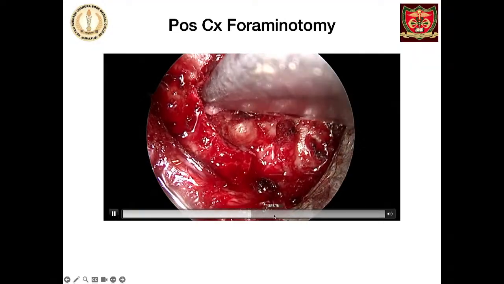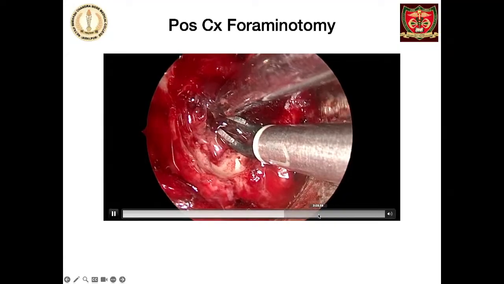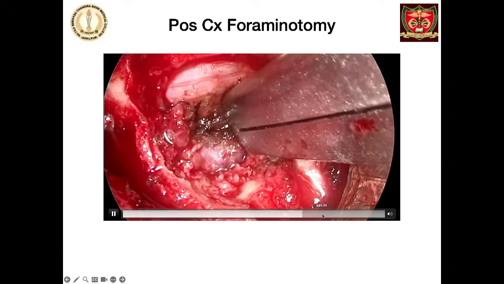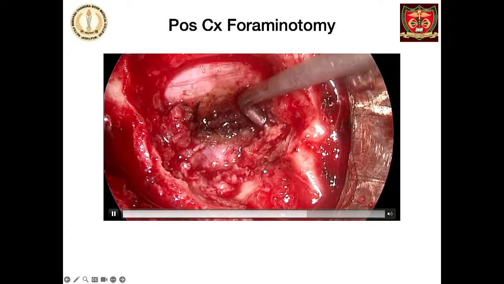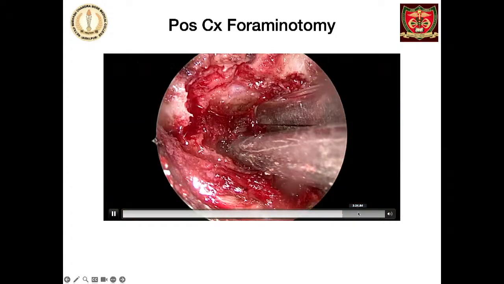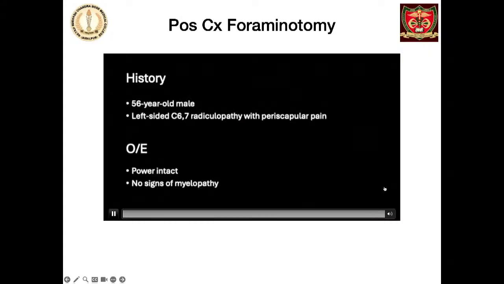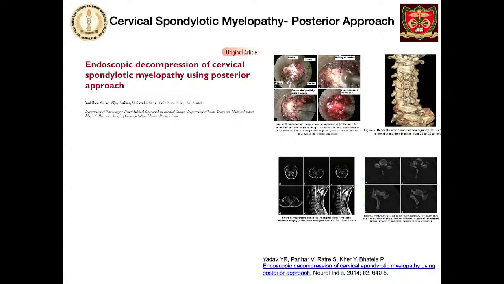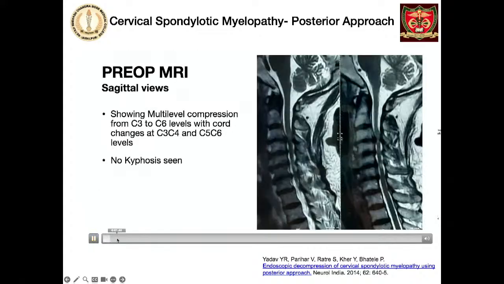Posterior cervical foraminotomy with the small port can also be done. As Dr. Rahul and Dr. Meena have told, you have to drill the cranial and caudal lamina and part of the facet. And this is the root.